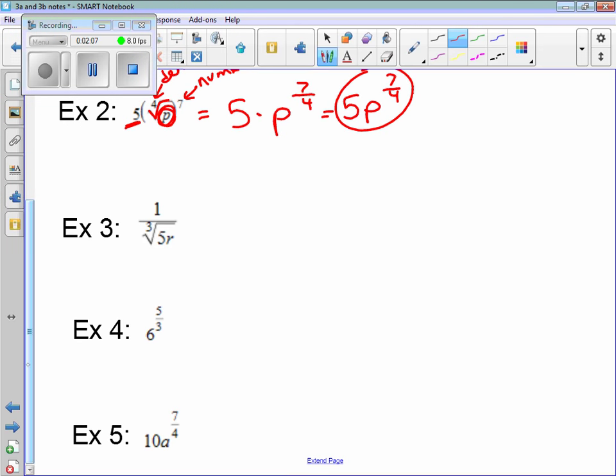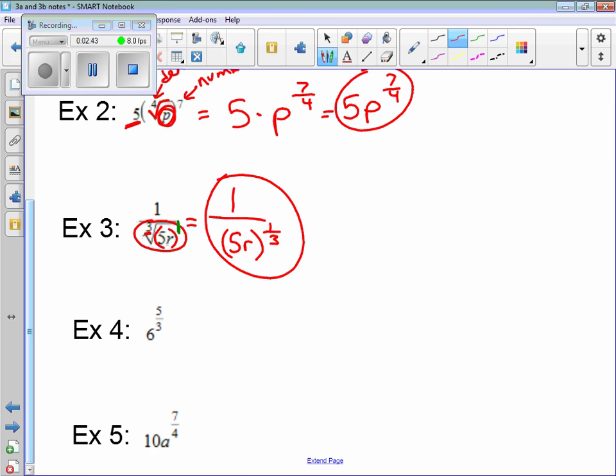Example 3. So now I see the radical in the denominator. We're going to keep it in the denominator. So we're going to solve this problem as 5r that is being raised to, there's no exponent, so it's really to the first power. So we have 5r being raised to the 1, which is your exponent, or your numerator, and the 3 is your denominator. So 5r to the 1/3, so 1 over that. If you notice here, the 5 is included in the radical.